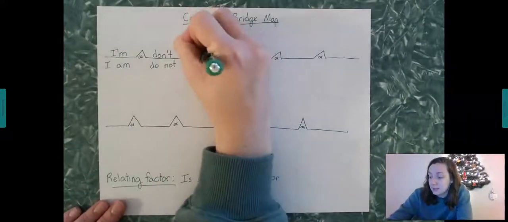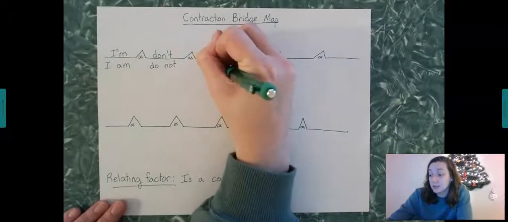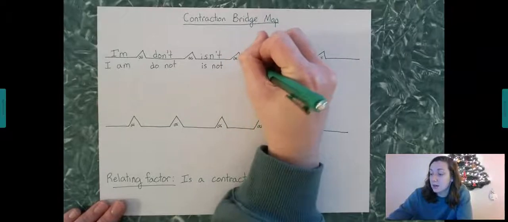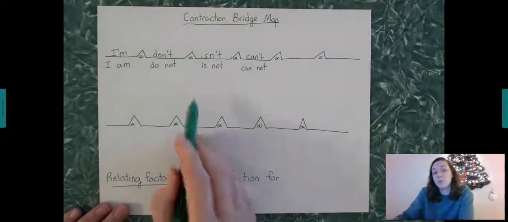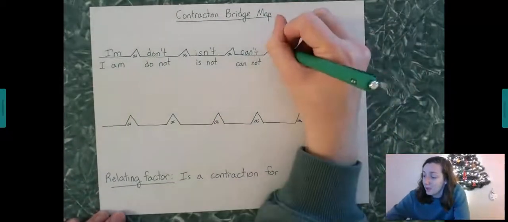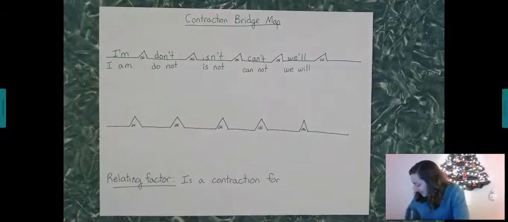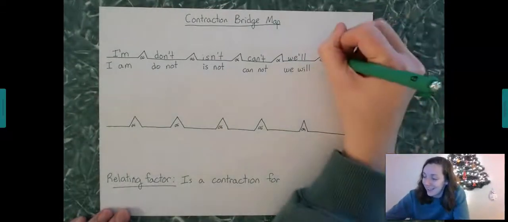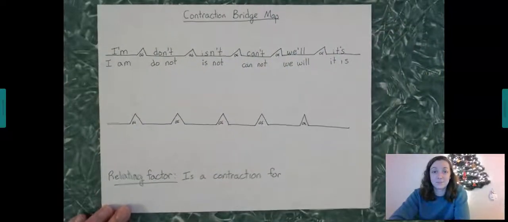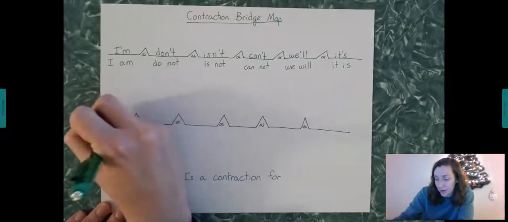So we're going to say isn't is a contraction for is not, as can't is a contraction for cannot. And as you can see, when you combine with not, that O is dropped for an apostrophe and it's smushed together. We'll is a contraction for we will. It's is a contraction for it is. I've is a contraction for I have.